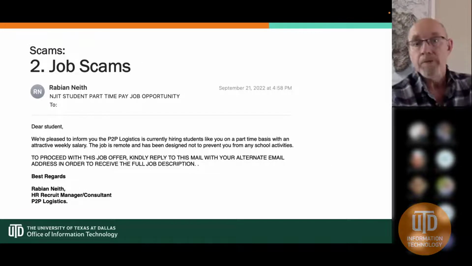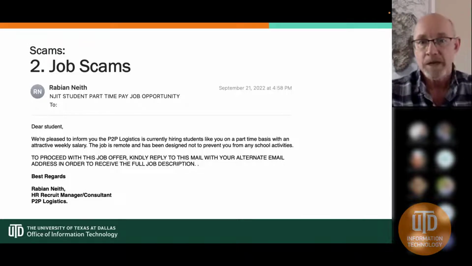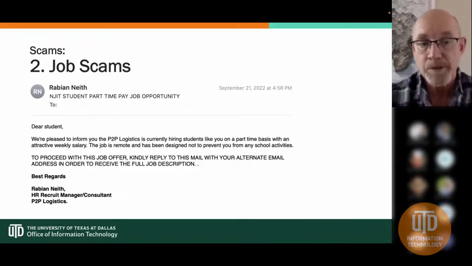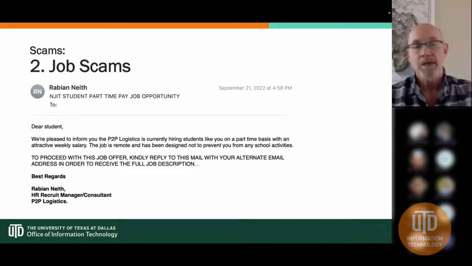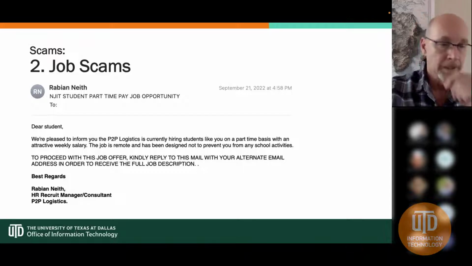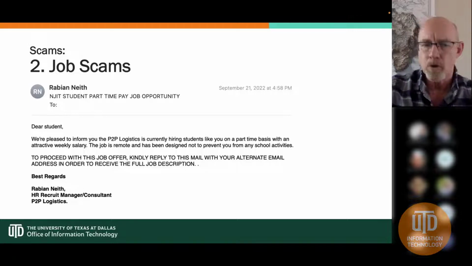Second one, and this is probably my favorite, because I was a student at one time as well, and I know what it feels like to want a good paying job. Now, this is very recent. This one is going on right now from this company who are calling themselves P2P Logistics. If you start analyzing the text of this email, you'll notice a couple of things that don't quite sound right.